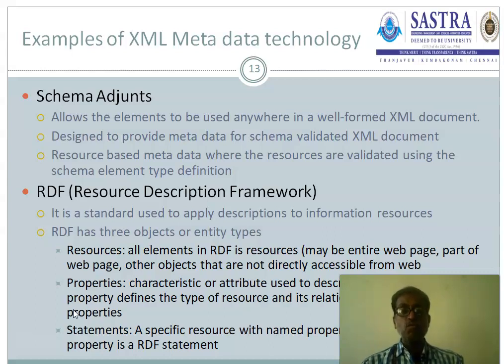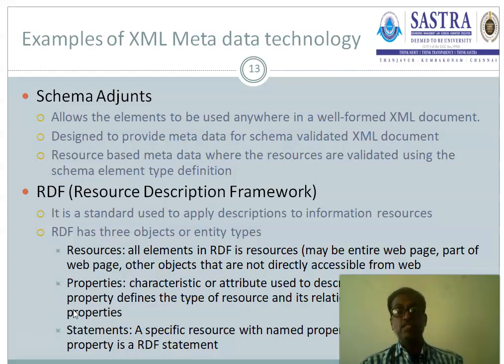Several rules are to be followed in the well-formed XML document, so the schema adjuvant defines a lot of properties for the construction of a well-formed XML document, and then it is used to create metadata and schema for the metadata, and that schema is validated during the XML data creation, XML document creation. And then resource based metadata.